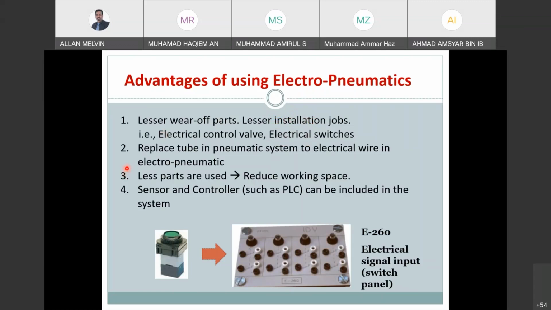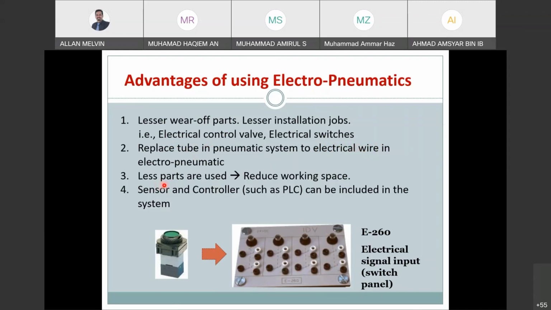The second advantage will be replacing tube in the pneumatic system with electrical wire in electro-pneumatic. So tube, one thing is that it is environmentally friendly when you use electrical wire. Yes, because it's not using plastic. And tube can be expensive, nylon tube. The pneumatic system uses nylon tube, so it can be expensive compared to electrical wire. Electrical wire is already available in bulk, already available in the market, so you can purchase it more easily at a lesser cost.